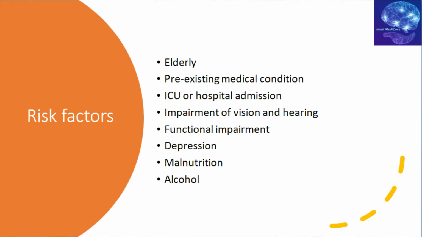So the common risk factors, as we can see, are elderly age, a pre-existing medical condition, especially heart condition, and recent ICU or hospital admission, which is a big risk factor for these patients. If they have baseline impairment of vision and hearing, that's an additional reason to get into delirium very quickly. Functional impairment, or if they are bedbound. If they have baseline depression or poor psychosocial situation, malnutrition and alcohol are additional risk factors for these patients to land into delirium very quickly.